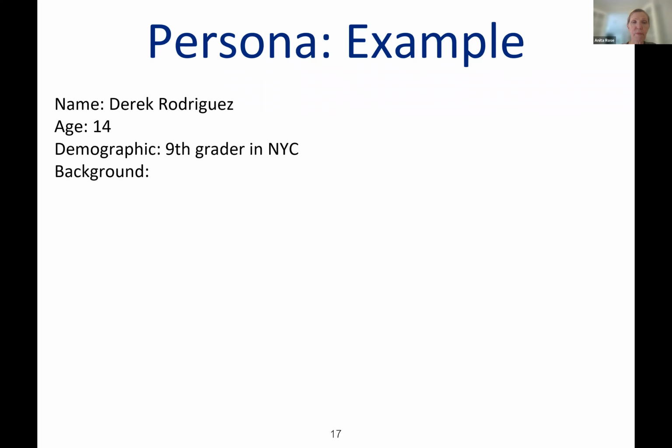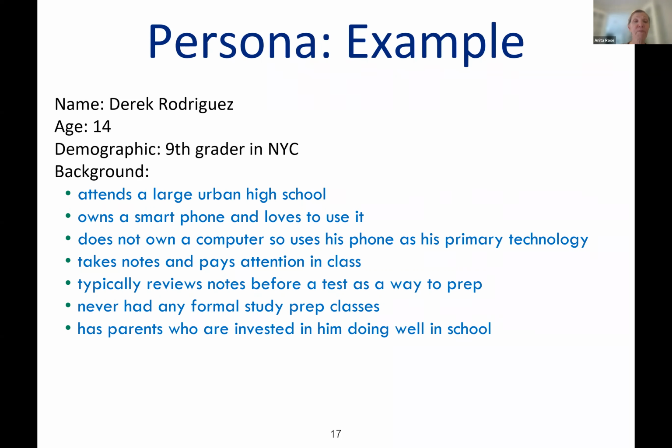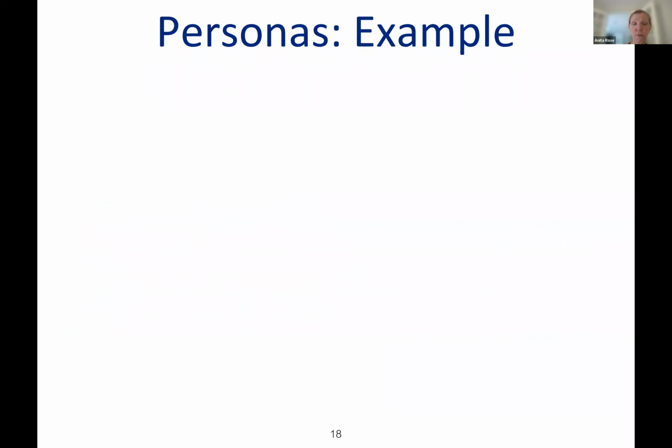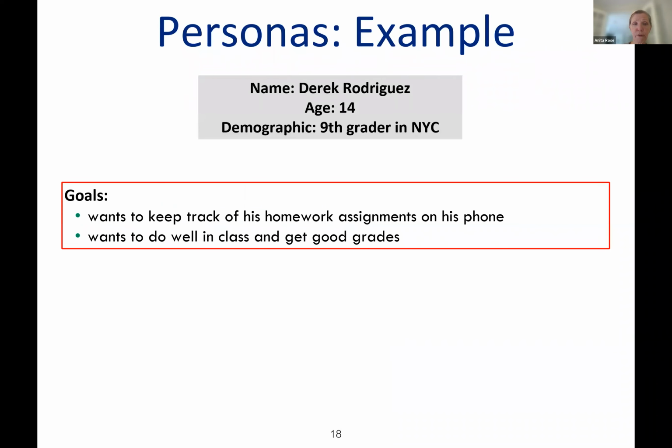Here in this example, we have Derek Rodriguez. We actually came up with a name for this persona. He's 14 years old, a 9th grader in New York City. And here's the background information on him. You can see how descriptive this information is. I'm not going to go through all of this, but you can see it.